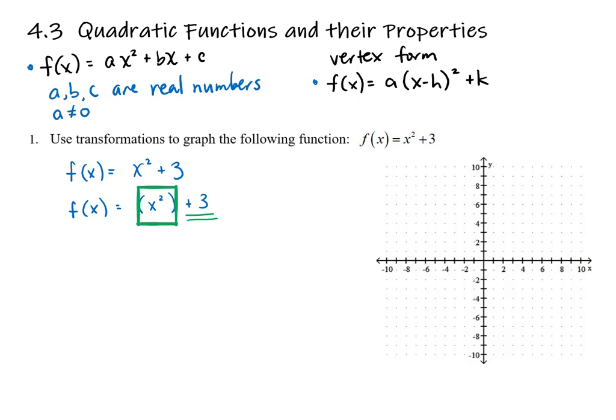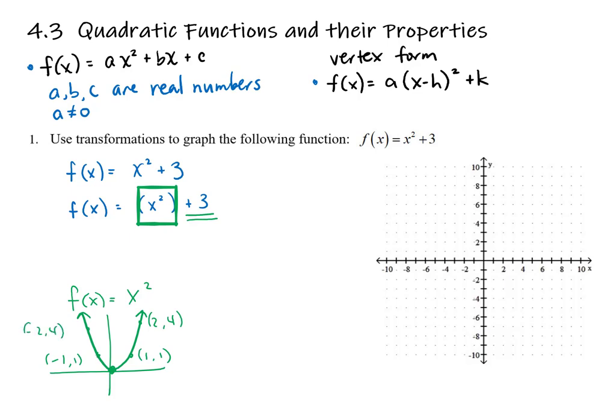My parent function is x squared. And I should know what x squared looks like. But let's go ahead and just put it down here for reference. You're looking at a parabola with its vertex at the origin. And then we have certain points like (1, 1), and (2, 4), and (-1, 1), and (-2, 4). So we know that it's going to go through all these 5 points. And when I transform it, I want to make sure it goes through all the same points.